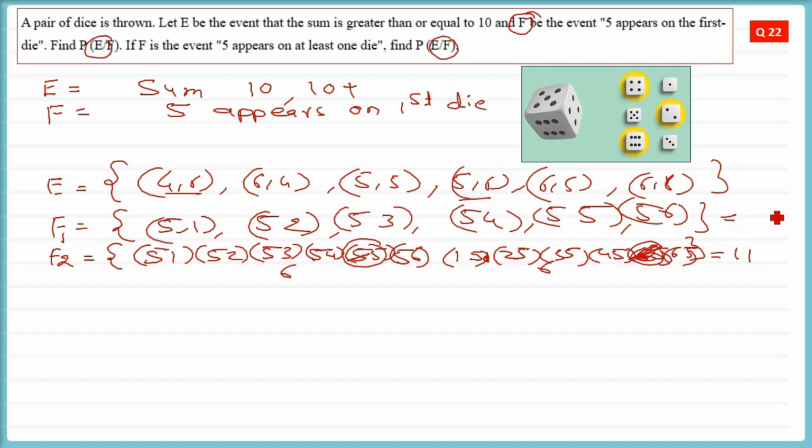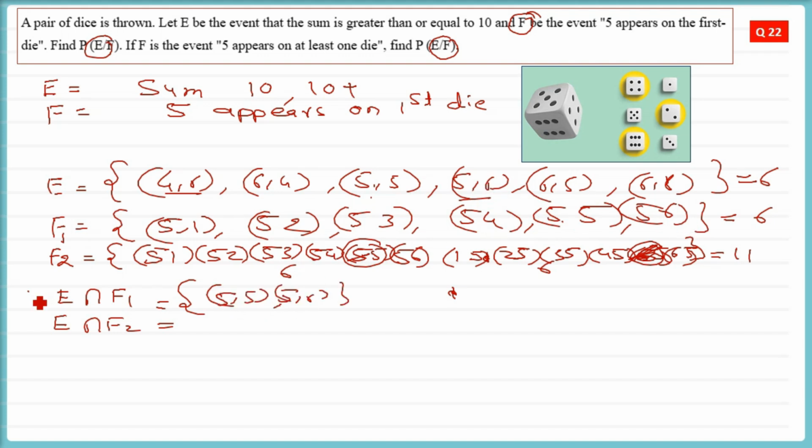How many entries in F1? Which is 6. How many elements in E? 6. Now probability can be computed, but before that we need to have the intersection values. So E intersection F1 and E intersection F2. So there are two separate questions as I was suggesting. I'll do it in front of you on the same screen, but assume that they are different because the question wants you to do it separately. Now the intersection of E and F1. So we have 5,5 first. Then we have 5,6. So the number of elements in E intersection F1 is 2.